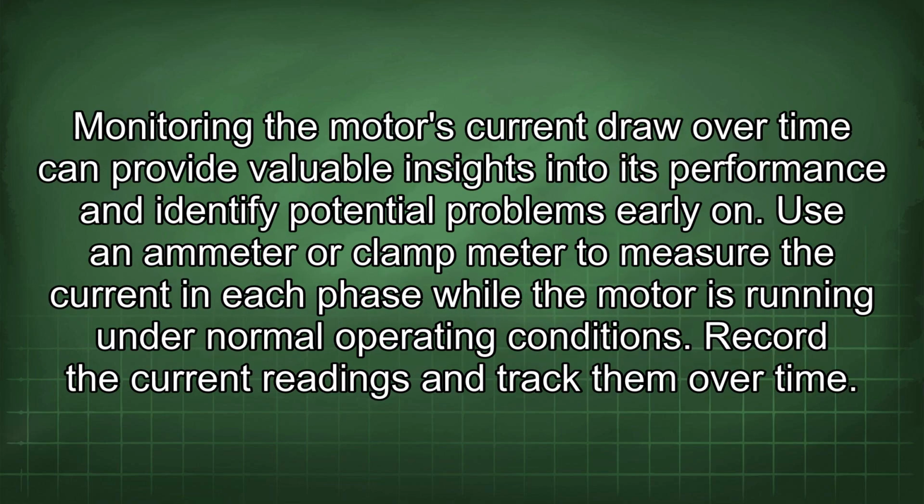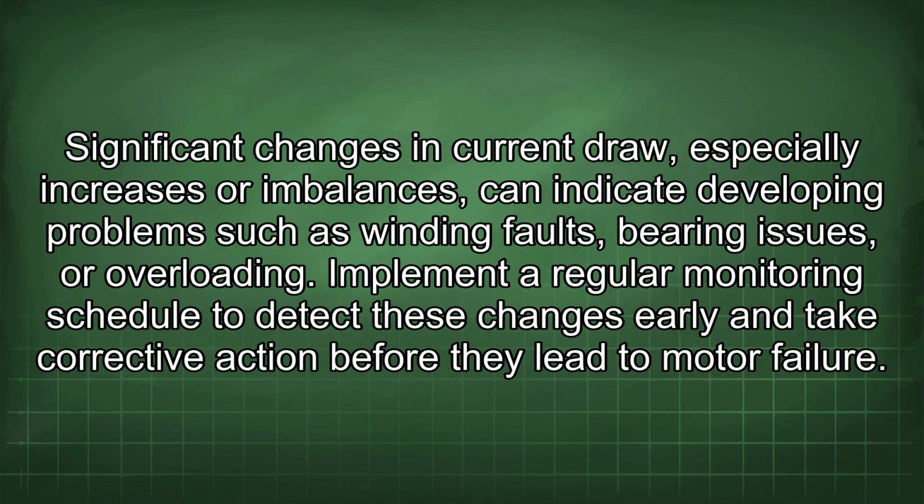Monitoring the motor's current draw over time can provide valuable insights into its performance and identify potential problems early on. Use an ammeter or clamp meter to measure the current in each phase while the motor is running under normal operating conditions. Record the current readings and track them over time. Significant changes in current draw, especially increases or imbalances, can indicate developing problems such as winding faults, bearing issues, or overloading. Implement a regular monitoring schedule to detect these changes early and take corrective action before they lead to motor failure.